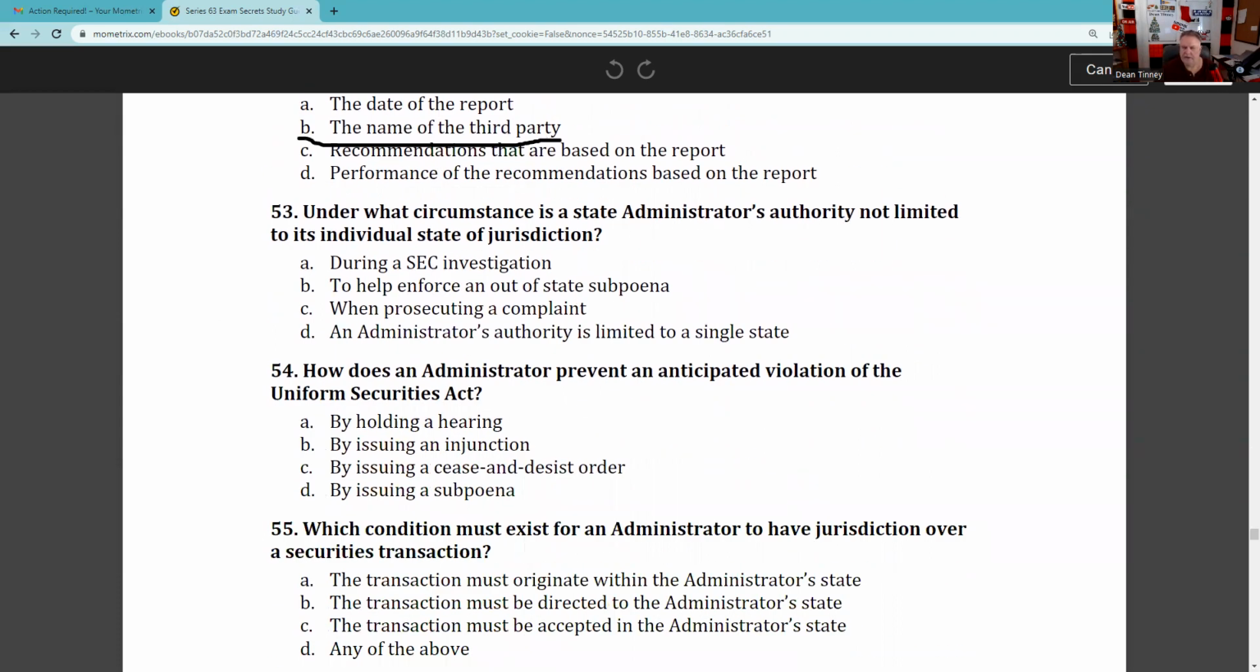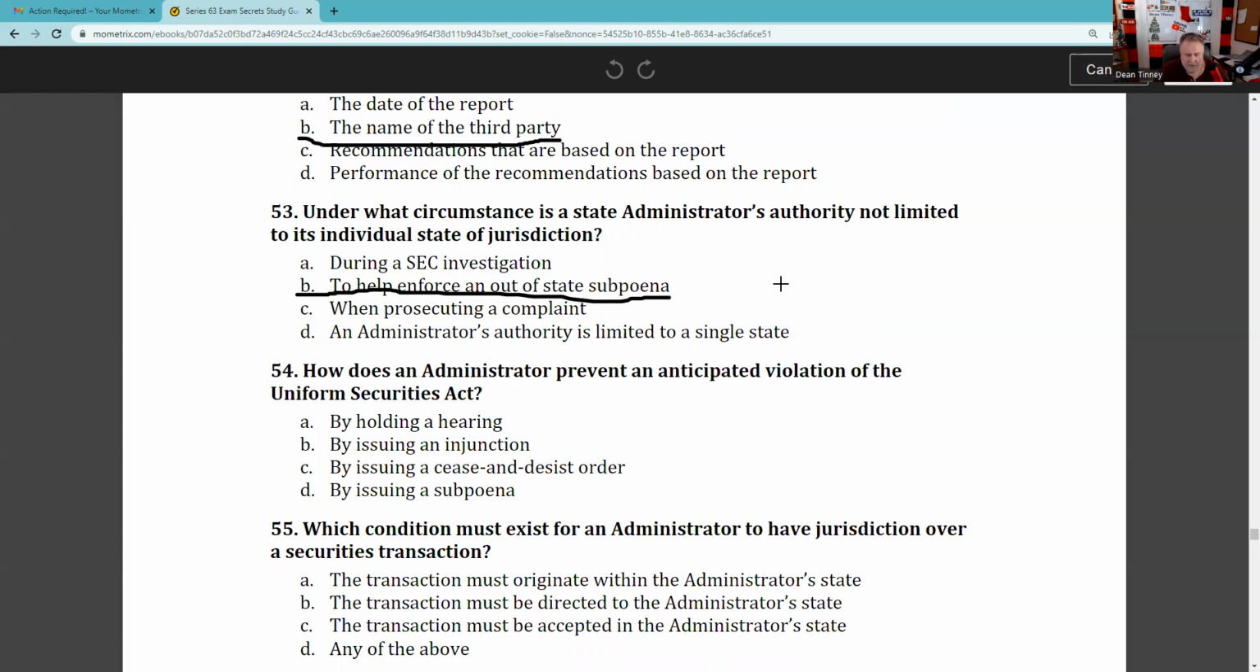Under what circumstances is the state administrator's authority not limited to the individual state of the jurisdiction? Yeah, NASAA, the North American Securities Administrators Association, recognizes each other's subpoenas across state lines. So if I'm the Nevada state administrator and California asks me to enforce a subpoena, I'm going to say yes, right? So they all cooperate with each other. So B.